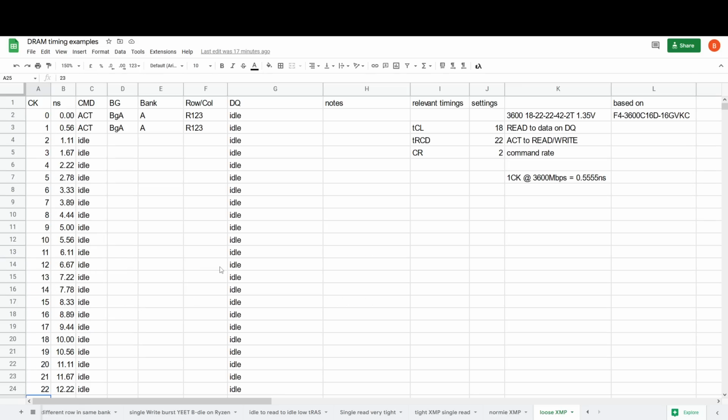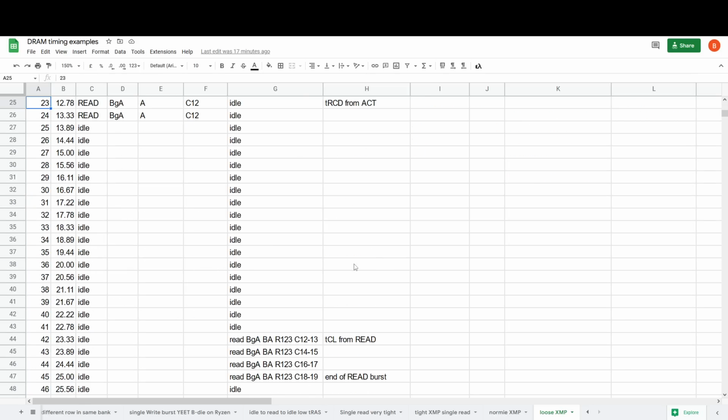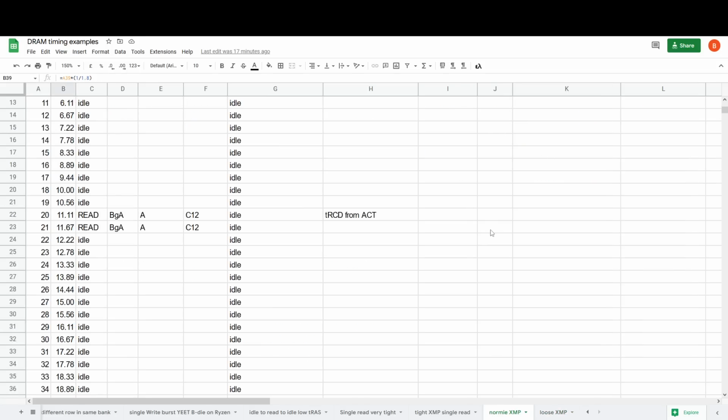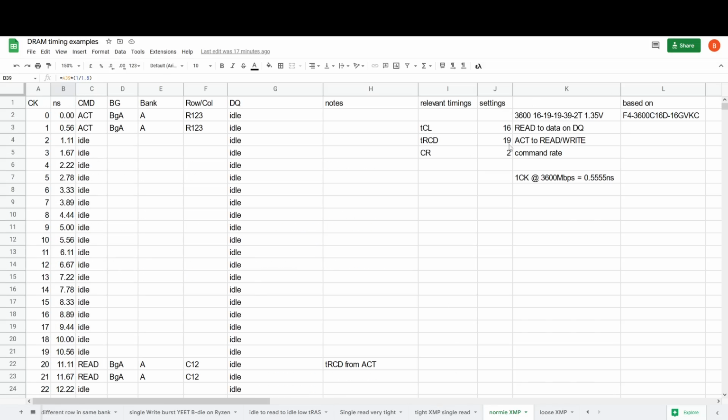Yeah, okay, there's no mistakes in this. So, yeah, and this is a single read operation with terrible timings, Hynix CJR timings, right? It's got slightly lower latency. Actually, Micron Rev E will also do very similar timings.